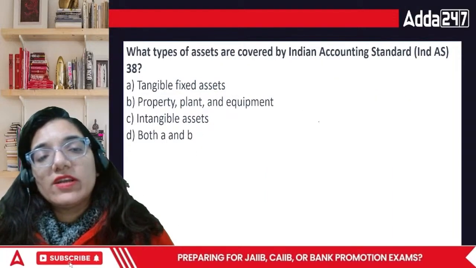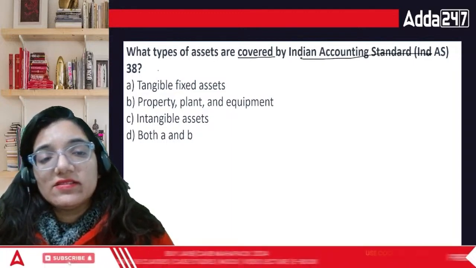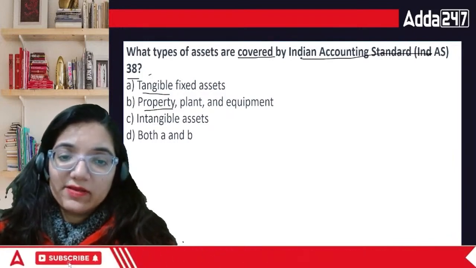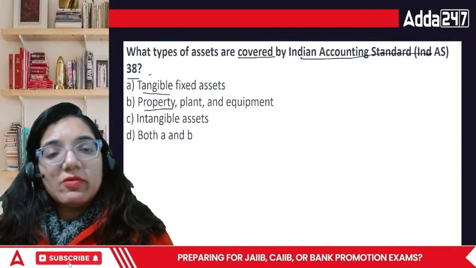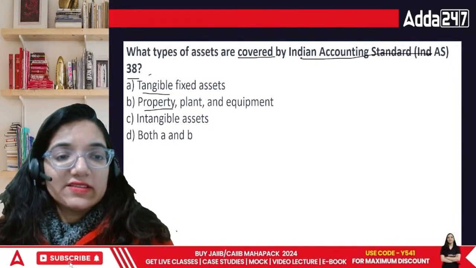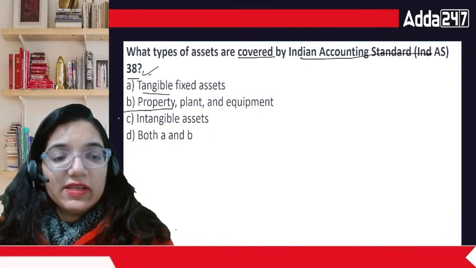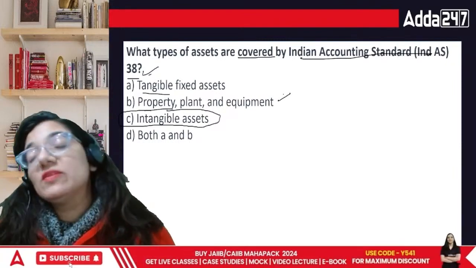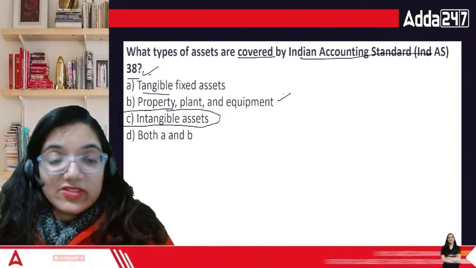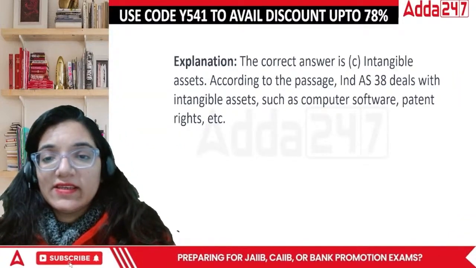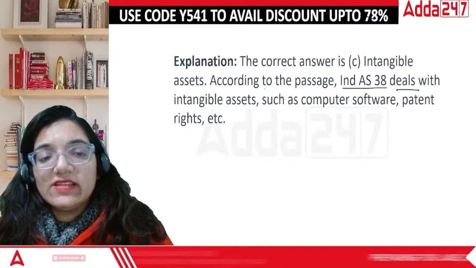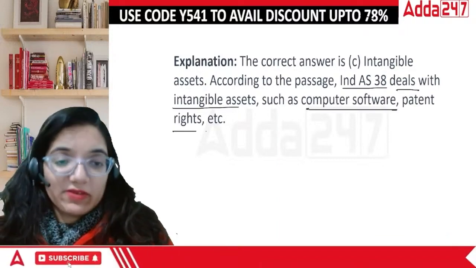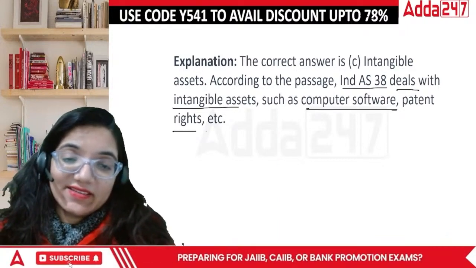Okay, another question. What types of assets are covered in IND AS 38, everyone? Tangibles, PPE, property, plant and equipment, or intangibles, or both A and B? Under IND AS 38, they cover intangible assets. All the tangible assets are defined under property, plant and equipment. All the intangibles like goodwill, trademark, copyright, right? All those things are covered under IND AS 38. It deals with intangible assets such as computer software, patent, copyright, trademark, soft rights. All those are covered under IND AS 38.